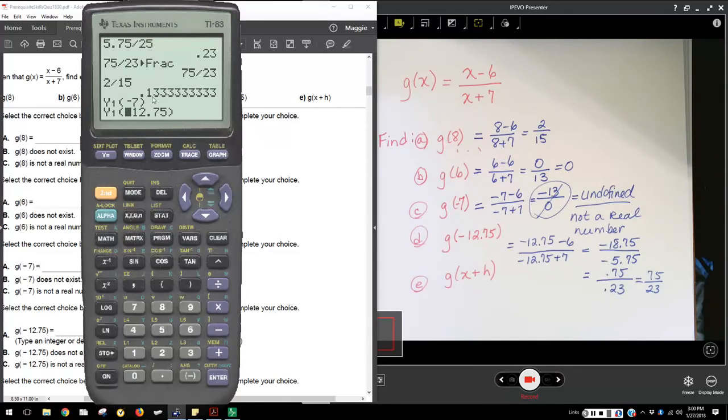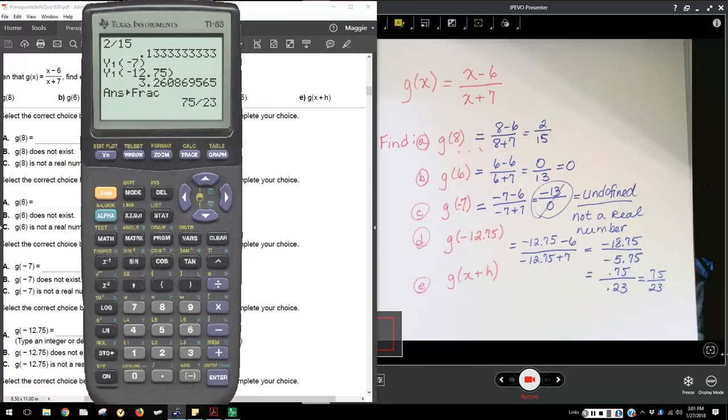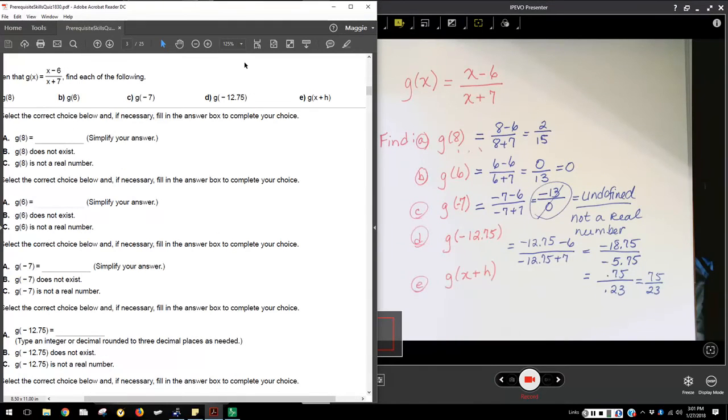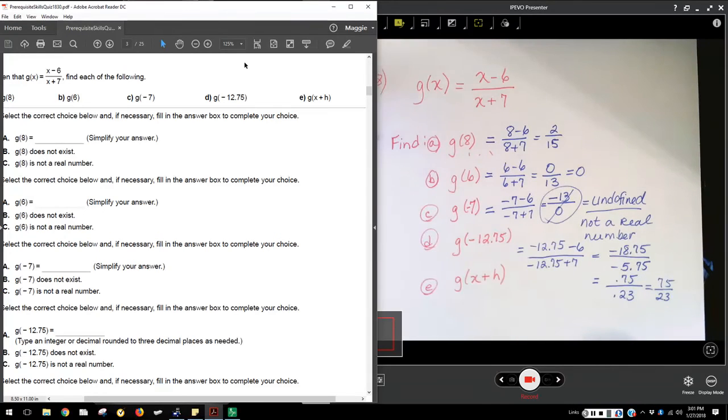So just in place of the -7, I can enter -12.75. And it gives me a decimal answer, but I can change that decimal answer to a fraction. And it tells me in lowest terms that that fraction is 75 over 23, which is exactly what I got. So for there, the calculator can help me out quite a bit. But the calculator is not going to help me out at all with the last part.